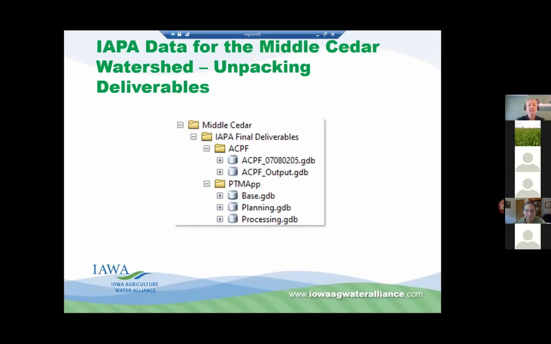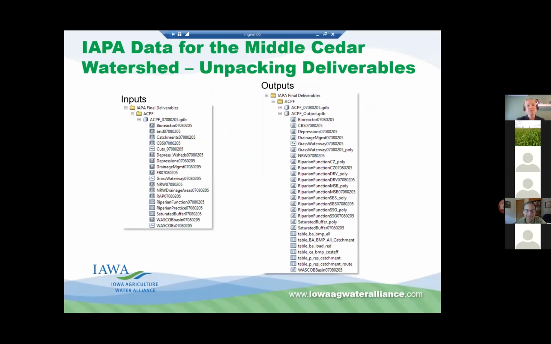So IAPA data was created for the Middle Cedar watershed and was provided as a deliverable in a series of different geodatabases shown on the screen here, both clustered as ACPF information and as PTM app information. The areas that we're going to be focusing most of our discussion today, as well as in the third webinar and fourth webinar, are in these output processing geodatabases. This is really where the products are stored from the IAPA project.